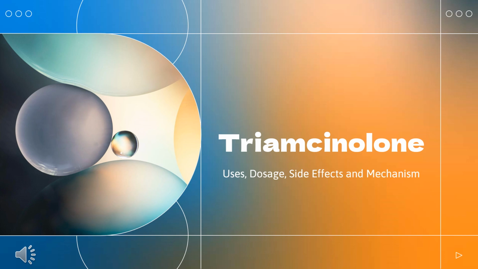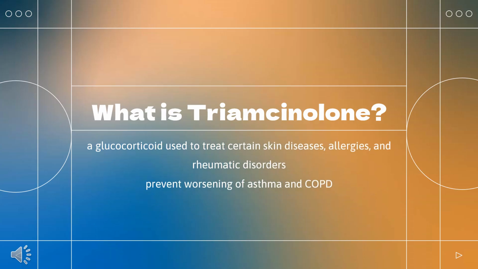How to use triamcinolone? What is triamcinolone? What class of drug is triamcinolone? Triamcinolone is a glucocorticoid used to treat certain skin diseases, allergies, and rheumatic disorders among others. It is also used to prevent worsening of asthma and COPD. It can be taken in various ways, including by mouth, injection into a muscle, and inhalation.